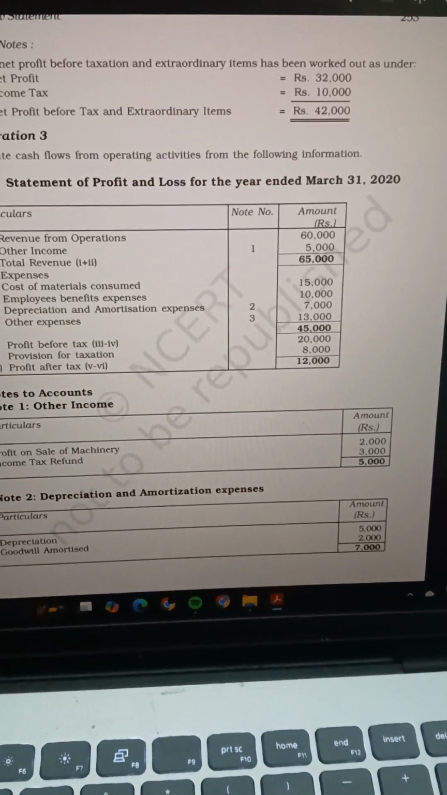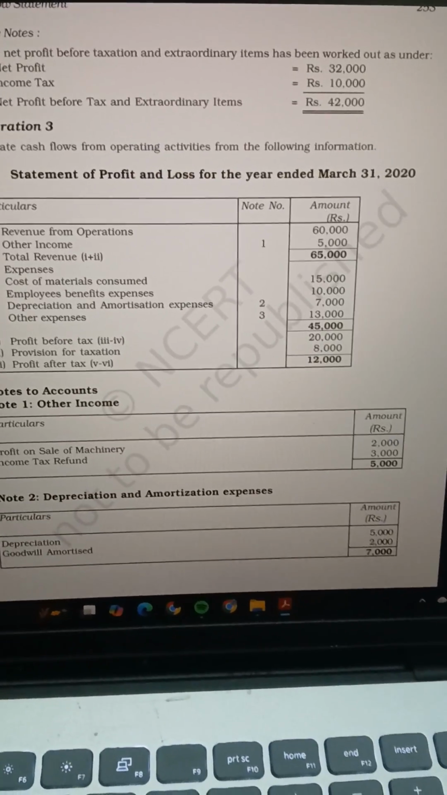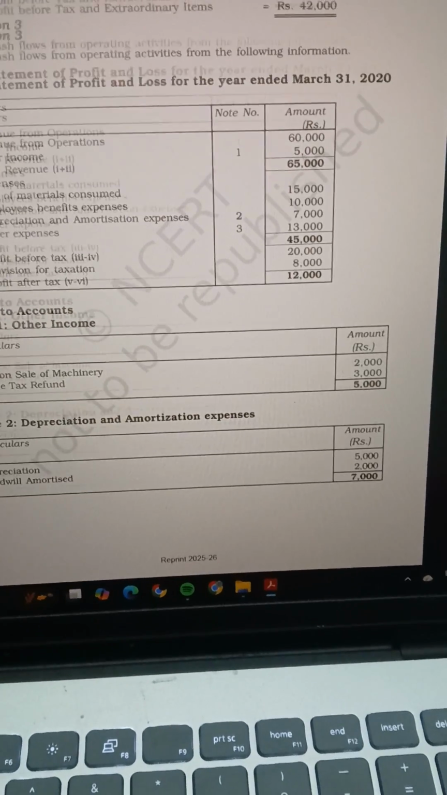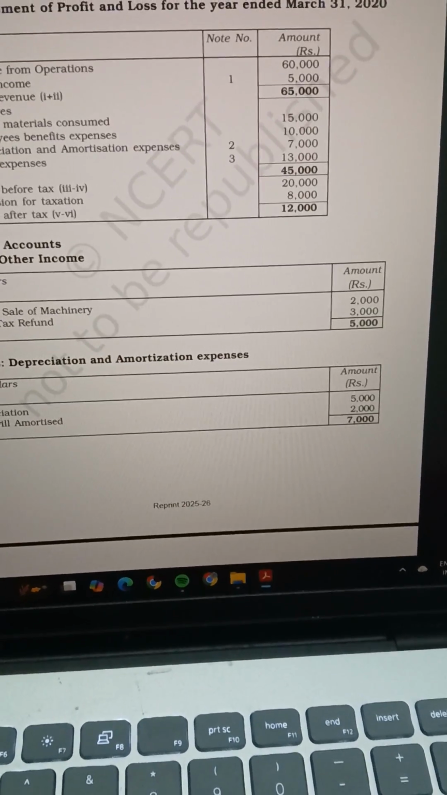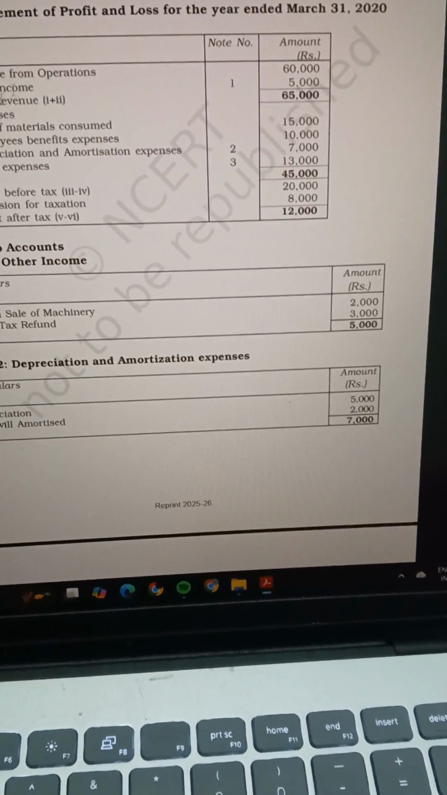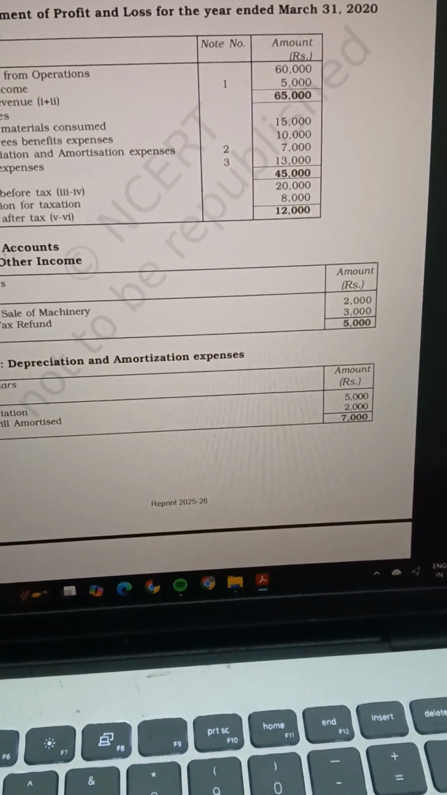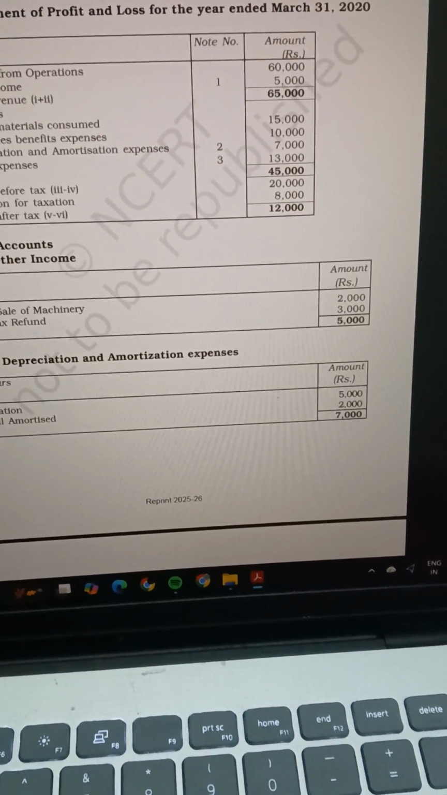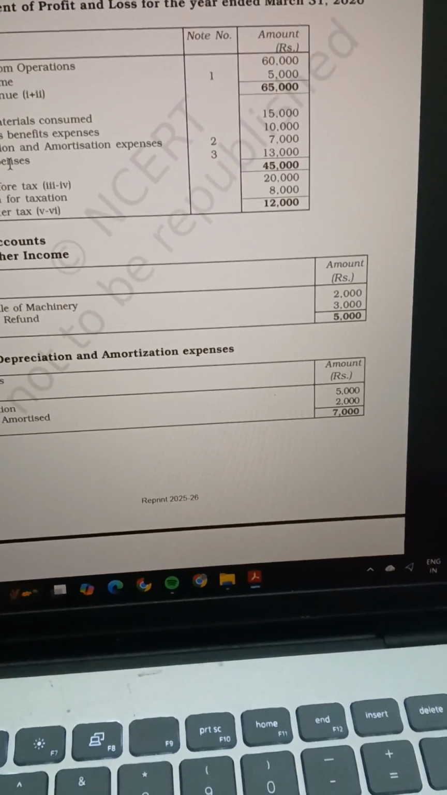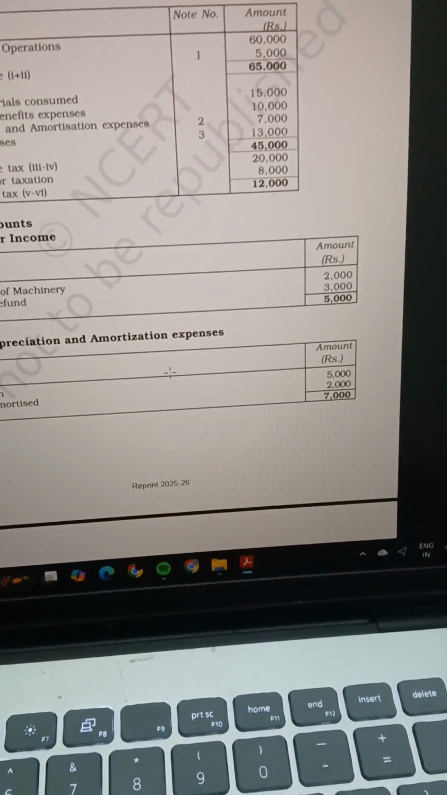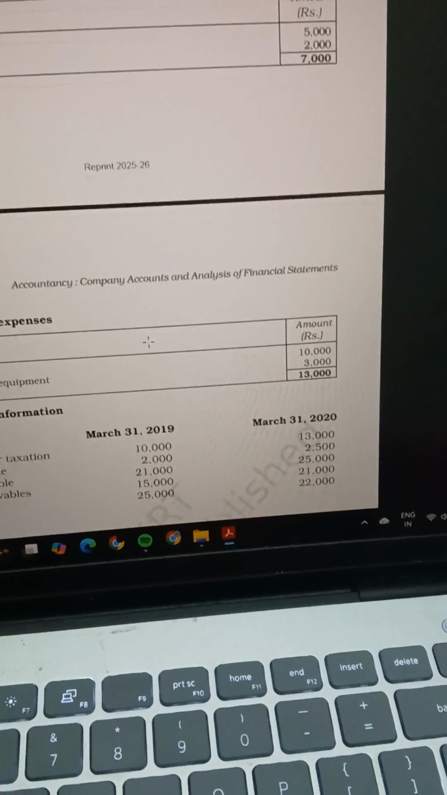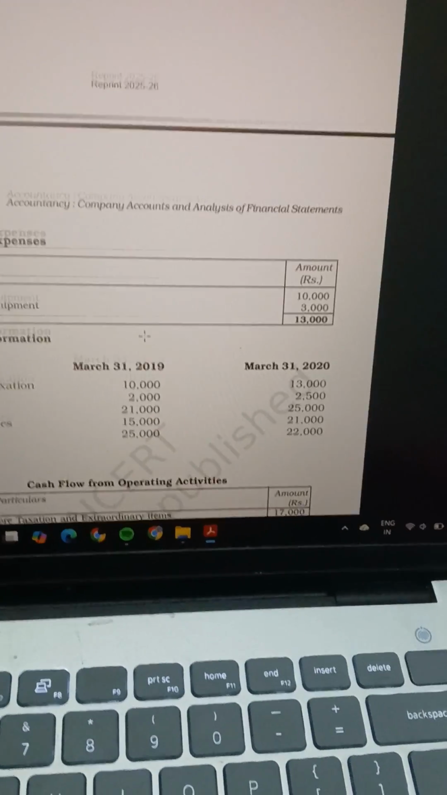Here, some information is given. There is the statement of profit and loss for the year ended 31st March 2020. Then there is a note to accounts explaining this. Here other income is given. So what are the items that come under other income? Then depreciation and amortization expenses, the items coming under that head. Then other expenses. Then some additional information is also given.